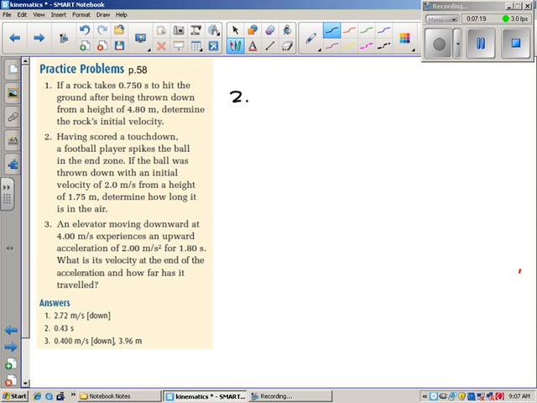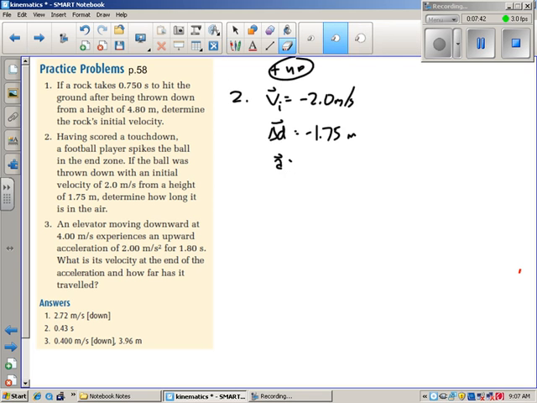Having scored a touchdown, a football player spikes the ball in the end zone. If the ball was thrown down with an initial velocity of 2.0 meters per second, we're going to say v_i is negative 2.0 meters per second. We're going to say the displacement is negative 1.75 meters. And we're going to say the acceleration, as always with these questions, is negative 9.81. We're looking for delta t.